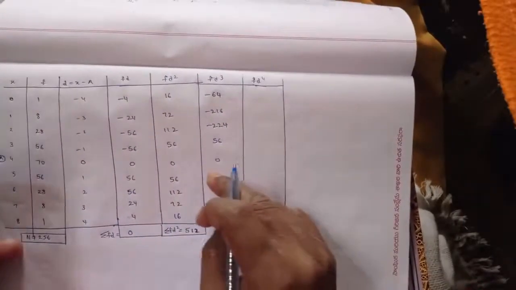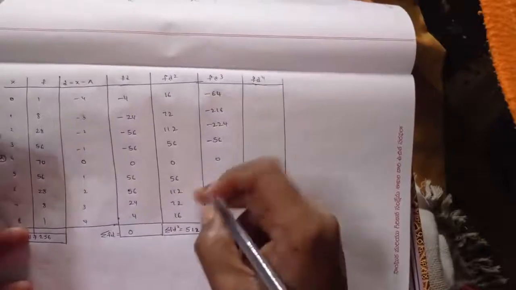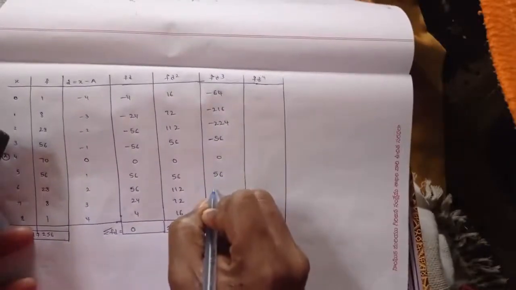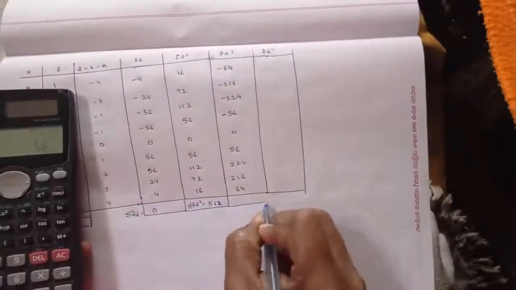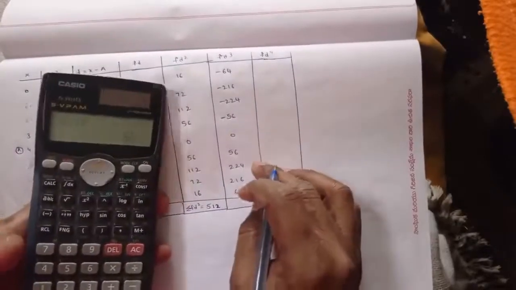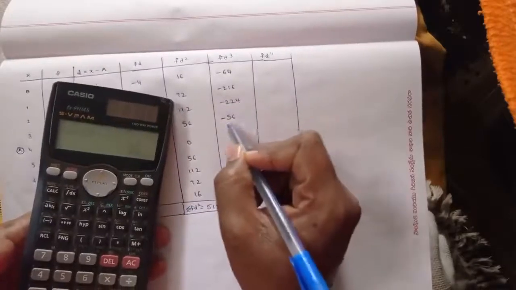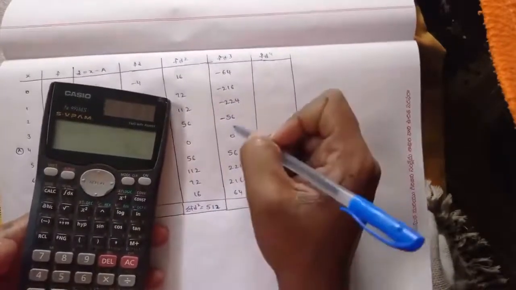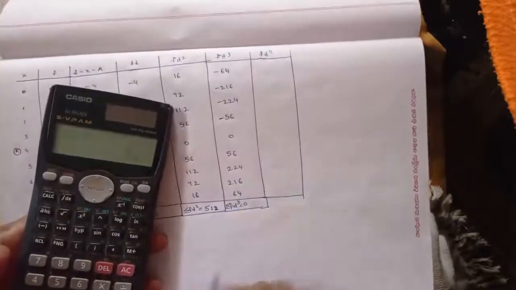From the below, it is nothing but the positive ones: 56, 224, 216, 64. These are the same values, so I wrote them simply. Let us sum up all these values. You can see that minus 64, minus 216, minus 224, minus 56 plus the positive of all the values above results in 0. So sigma fd power 3 is 0.